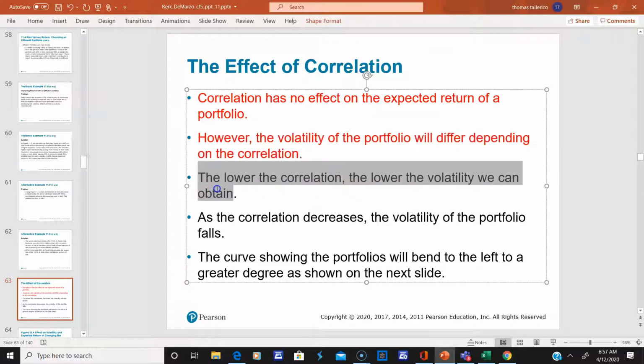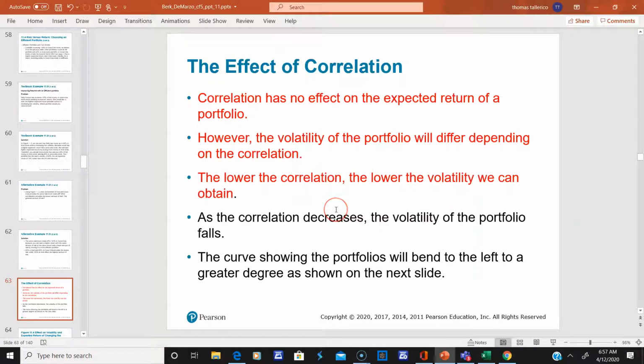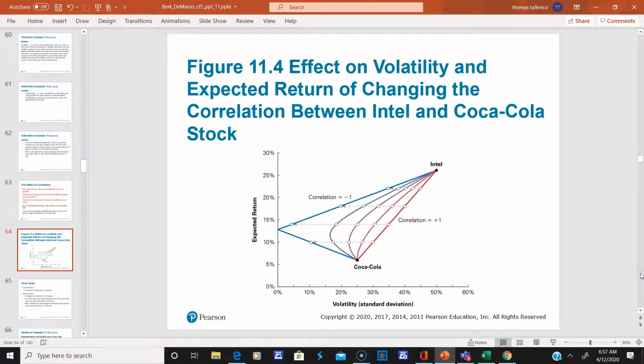So lower correlation basically lowers the volatility. You'll notice here as the correlation is going down, you see these curves here? It looks at correlation of -1. I get less volatility. You notice the curve is bending toward lower volatility as the correlation between my stocks bends toward that way. So I just wanted to make you aware of this. There's a lot of things about the efficient frontier here.